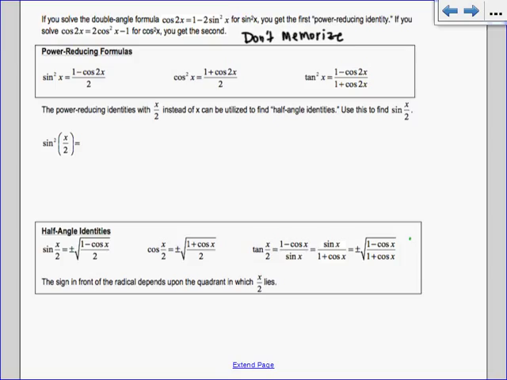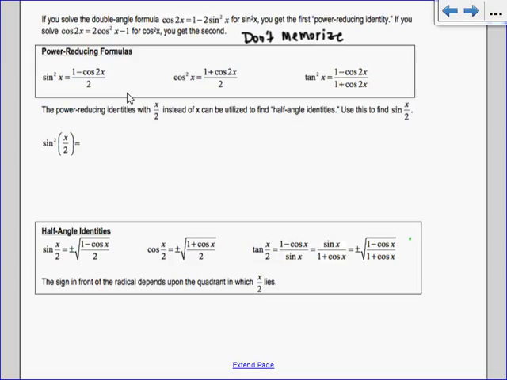Okay, and these basically come from the double angle formula for cosine of 2x. If I want to solve for sine of x from that, I could solve and get this. So we're just rearranging a formula that we already know, and they come from those different cosine equations.